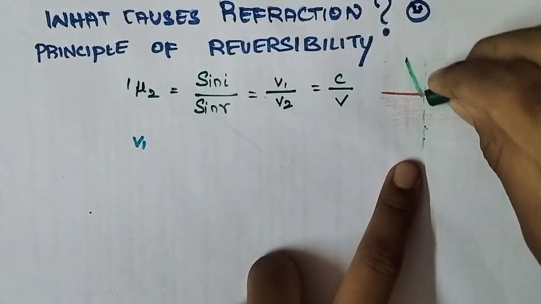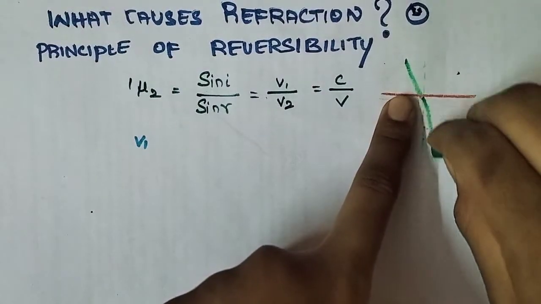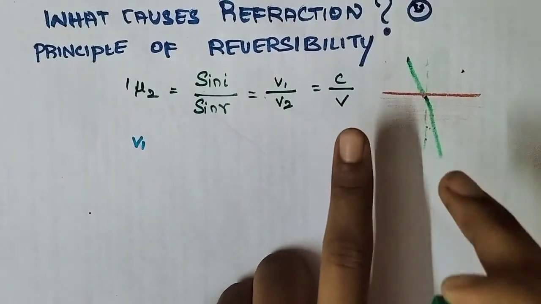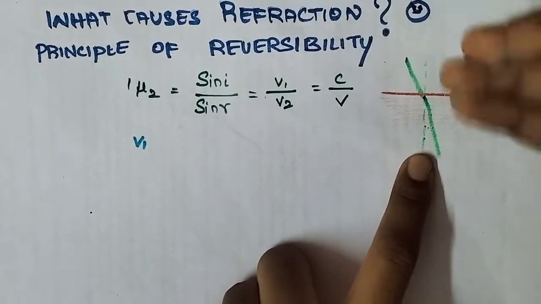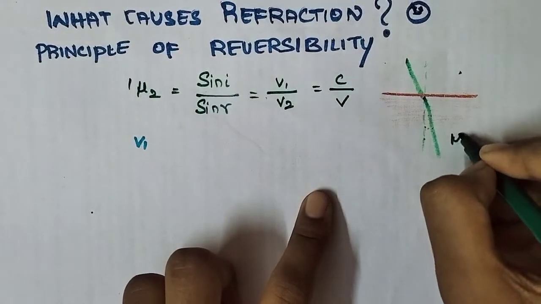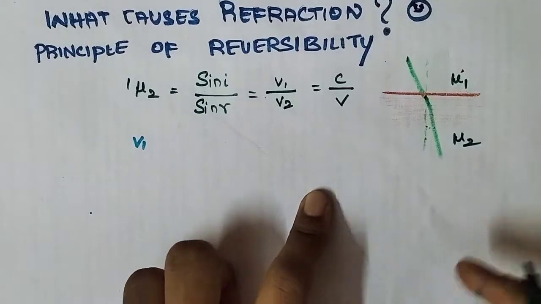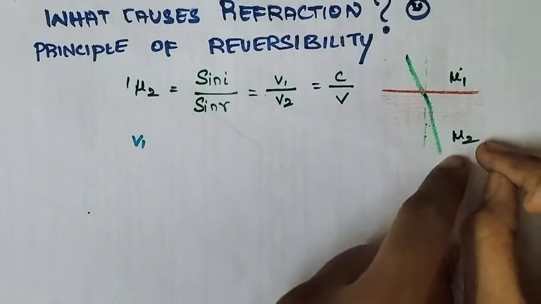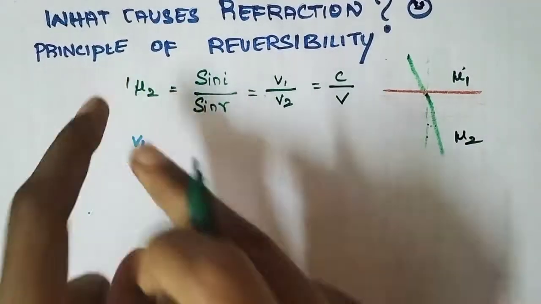So it gives oblique with the plane, this plane, and if it bends towards the normal, then the refractive index is greater than the refractive index of 1. So you can write this is refractive index 2. This is refractive index 1. So this is the refractive index of 2 with respect to 1.